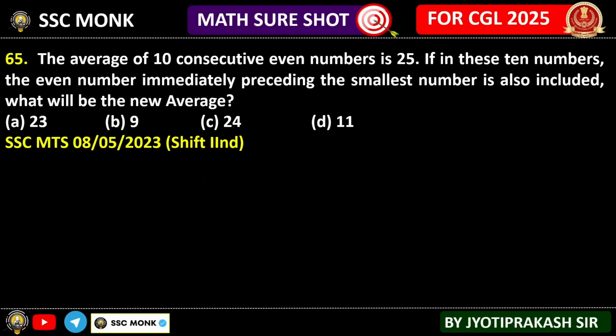250. Clear? The average of 10 consecutive even numbers is 25. If in these 10 numbers the even number immediately preceding the smallest number is also included, what will be the new average?